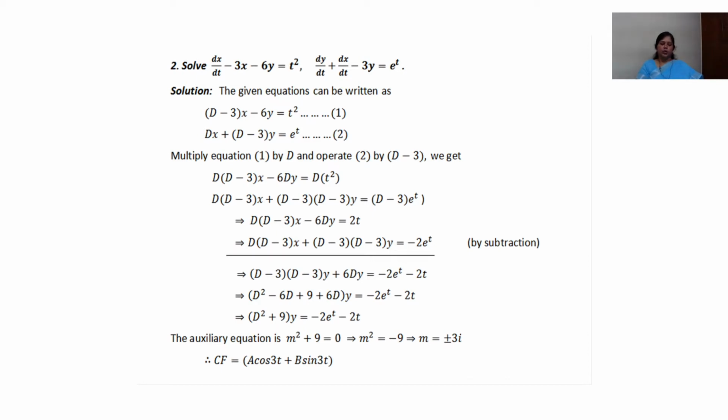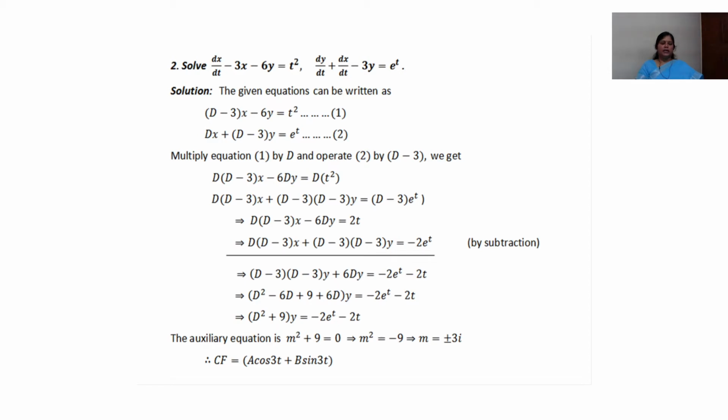Now solving these two equations, we have to get the x value or y value first. So we multiply equation 1 by D and equation 2 by D minus 3. Equation 1 multiplied by D gives D into (D minus 3) x minus 6D y is equal to D of t square. The second equation multiplied by D minus 3 gives D into (D minus 3) x plus (D minus 3) into (D minus 3) y is equal to (D minus 3) into e to the power t. Now we have to simplify the above equations.